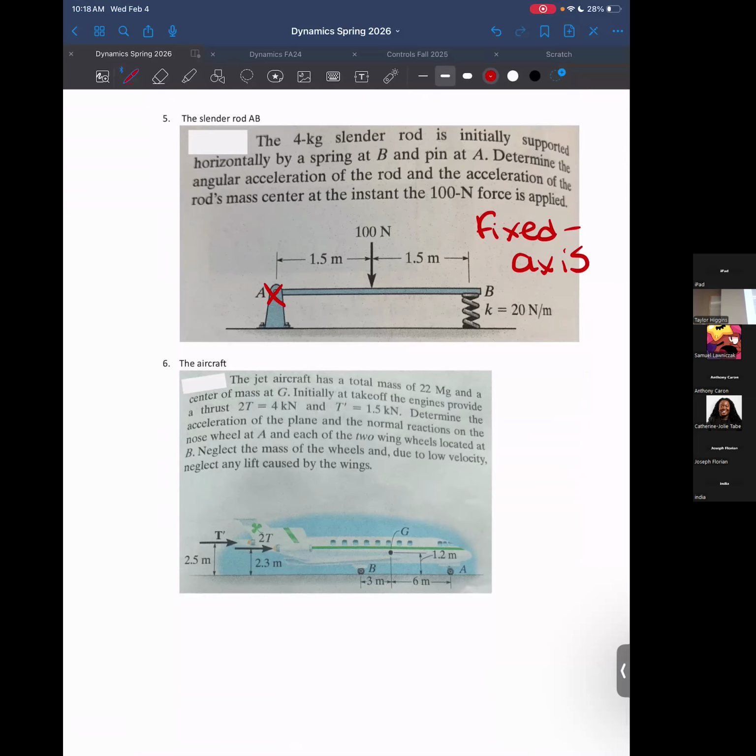I'm thinking general planar, because the plane can both move forward and rotate. But it says the lift... I would still go general planar because, oh, is it pre-lift? If we're looking at it horizontally, I thought it was just translation. Let me read more carefully. I think he's right. It says there's no lift caused by the wings. Low velocity, neglect any lift caused by the wings.